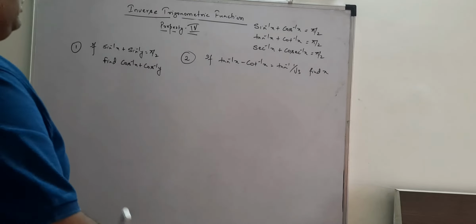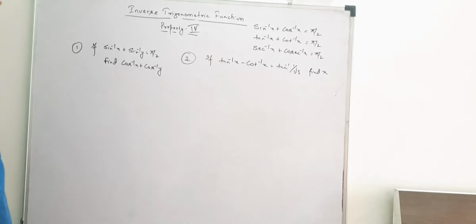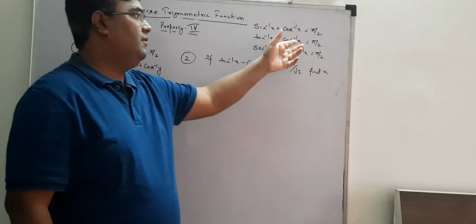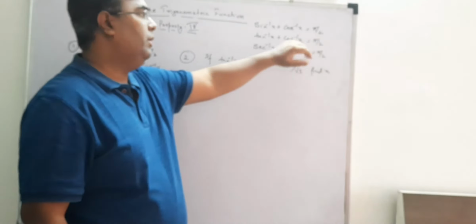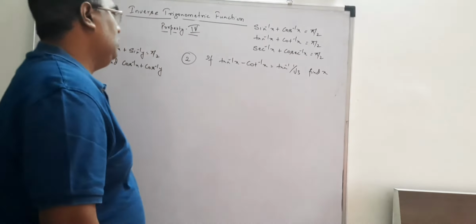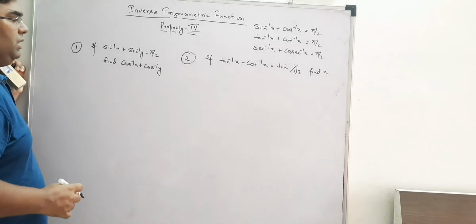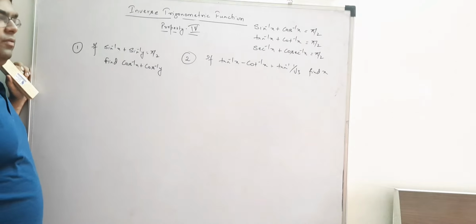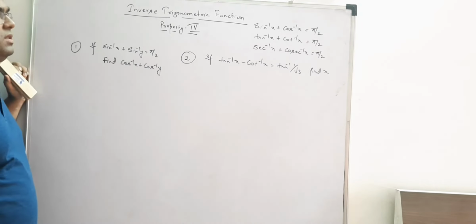Okay, let us take the examples of the fourth property. Let us revise the fourth property. The fourth property is what? Sin inverse x plus cos inverse x is pi by 2. Similarly for tan cot and sec cosec also. So I have taken two examples. The first one is: if sin inverse x plus sin inverse y is equal to pi by 2, find cos inverse x plus cos inverse y.